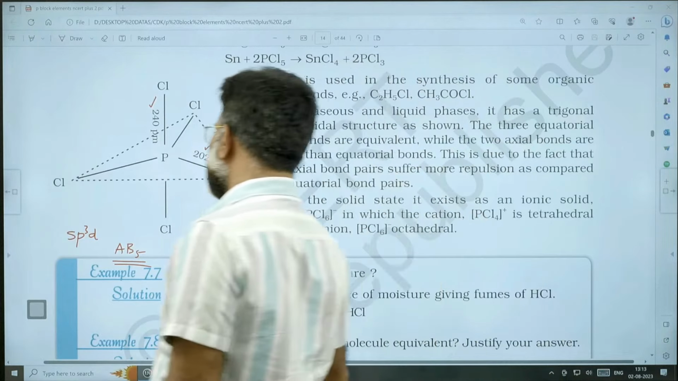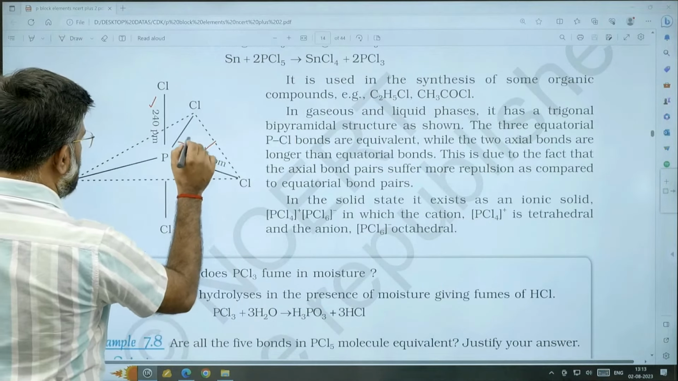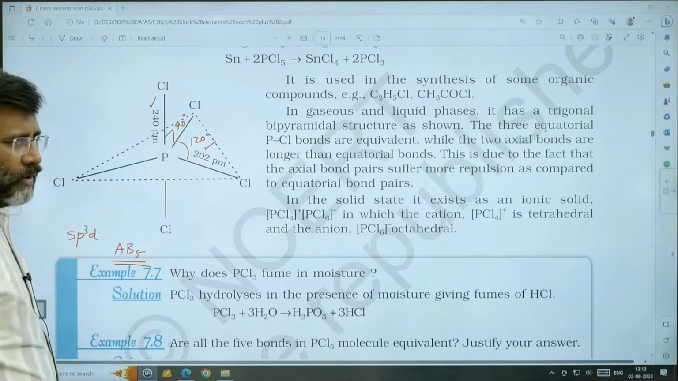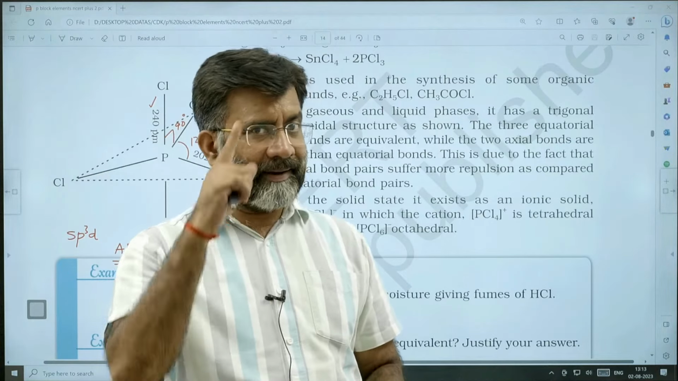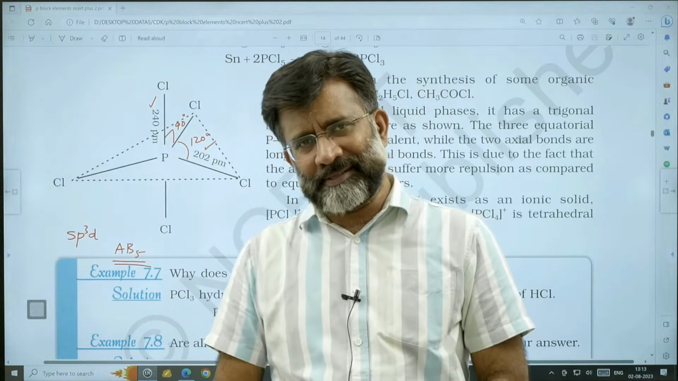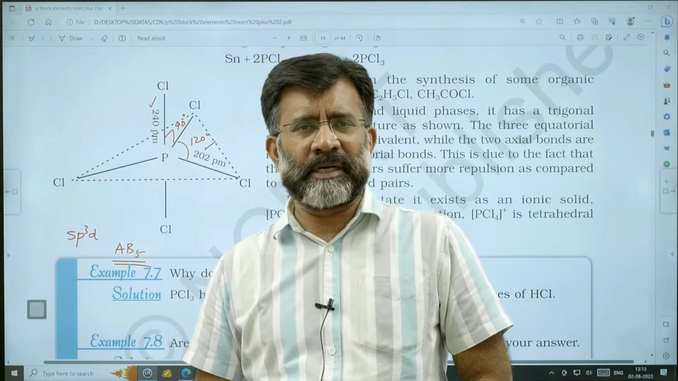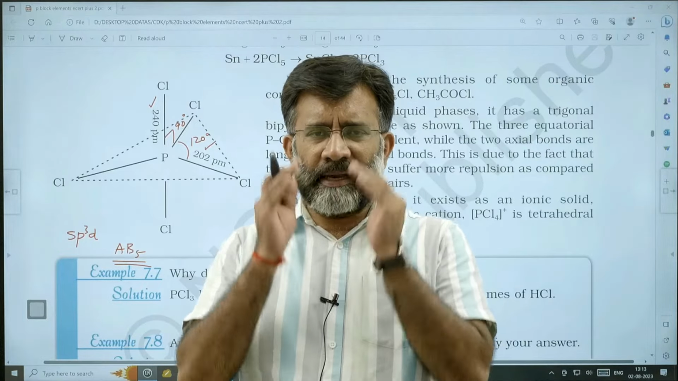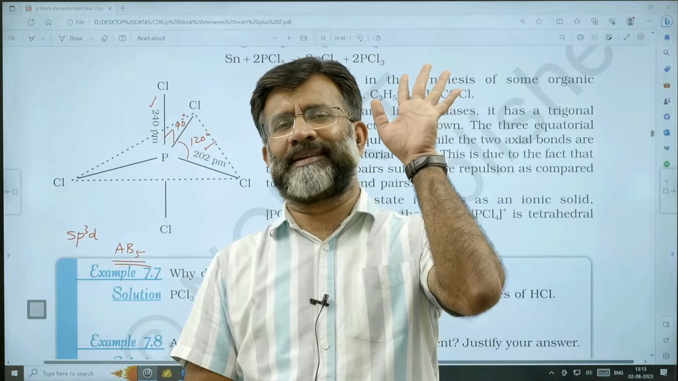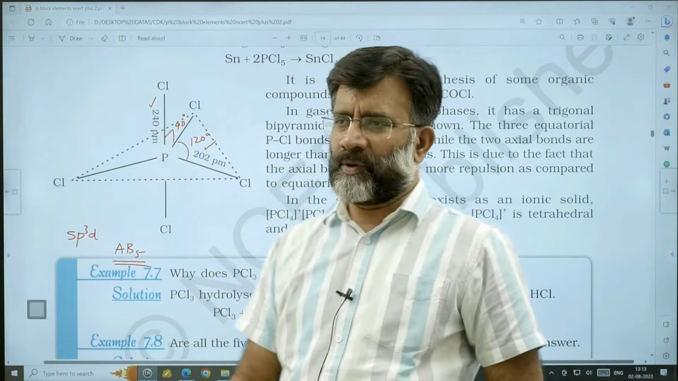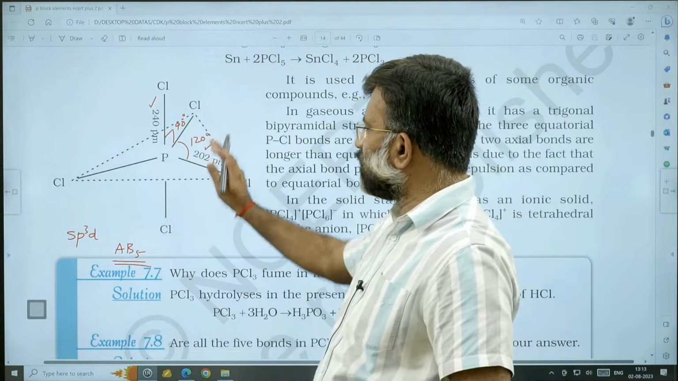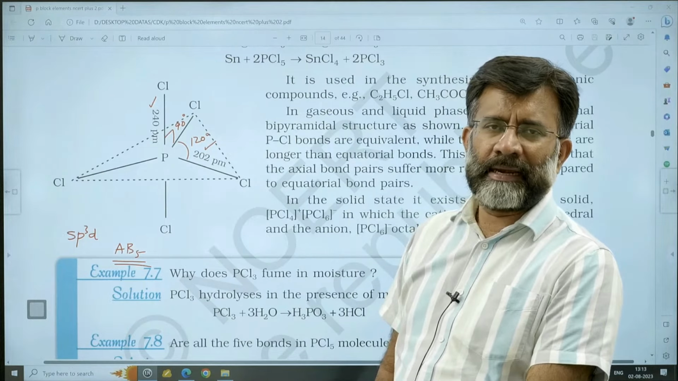Very simple. See, the planar bond angle is 120 degree, while the axial bond angle is 90 degree. Lower the bond angle, greater will be the bond length. When the bond angle decreases, bond length has to be compensated in order to maintain the minimum repulsion. So bond length will be increasing. So axial bonds are more elongated compared to planar bonds. Planar bond is 120 degree, axial bond is 90 degree.